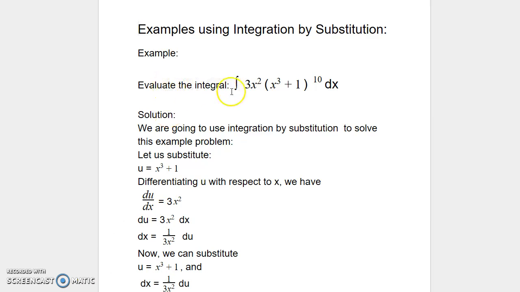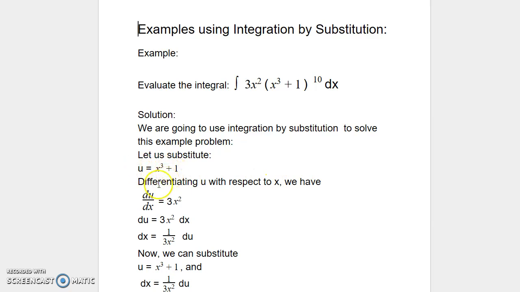We want to evaluate this integral: the integral of 3x squared times (x cubed plus 1), the whole thing raised to the power of 10, dx. We're going to use integration by substitution to solve this example problem. Let us substitute u equal to x cubed plus 1, the one which we have here. So we want to differentiate u with respect to x.